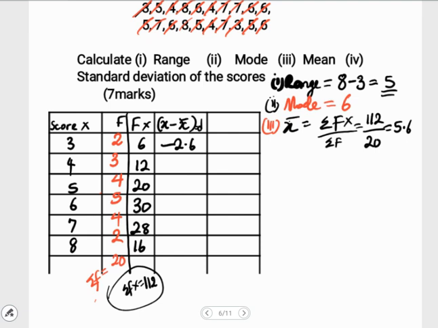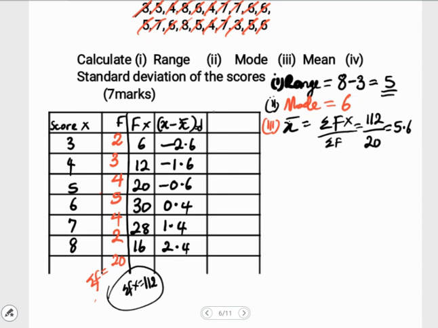4 minus 5.6. We're going to do that throughout. 4 minus 5.6, we are going to have negative 1.6. Then we have 5 minus the mean, which is 5.6 there, we're going to have negative 0.6. 6 minus 5.6, we're going to have 0.4. 7 minus 5.6, we're going to have 1.4. And 8 minus 5.6 is 2.4.